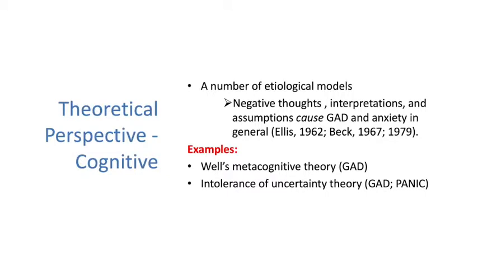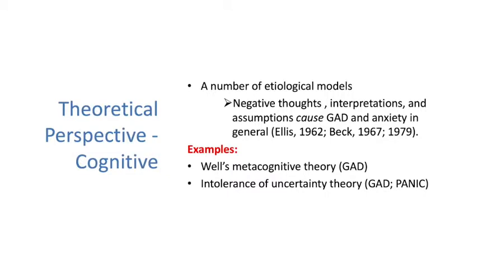So, for example, there is a particular cognitive model of generalized anxiety disorder, and that is pretty much related to the types of thoughts that you have about the worries. And according to a very well-known psychologist by the name of Adrian Wells, he called it the metacognition theory of generalized anxiety disorder, where people's evaluations of the worry, people's interpretations of the worry, may actually maintain the condition.